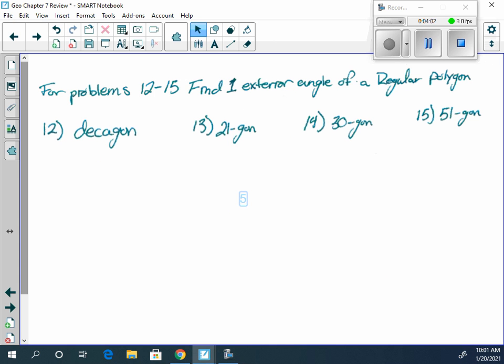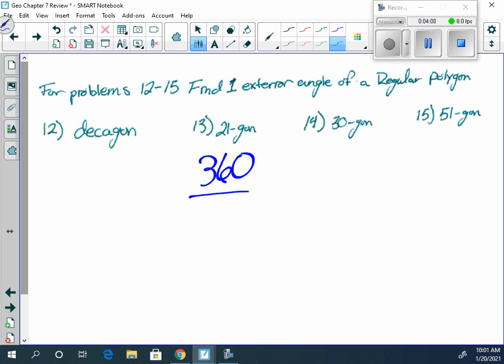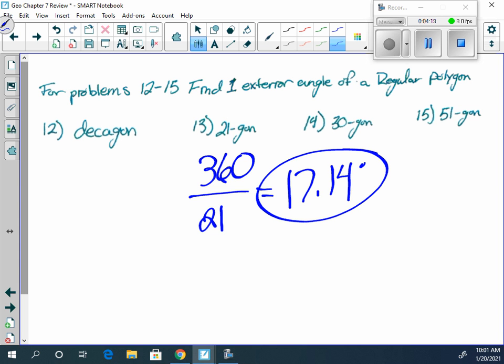Now, if we want to find one of the exterior angles, let's use 13. Well, I'm going to take 360 divided by what? The number of sides. And 360 divided by 21 is approximately 17.14 degrees. And that's it. We take the sum, which is 360, and divide it by the number of sides, because it works out that the number of sides and the number of angles are the same. It works out that those will always match up. So any other questions on this here? Are we good with this here? Yes? Okay. Keep moving.